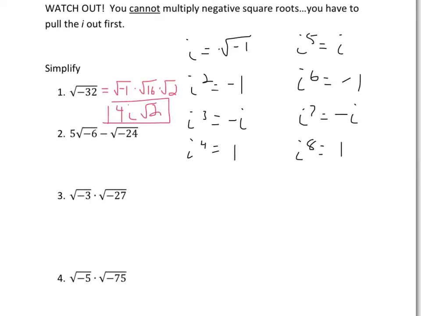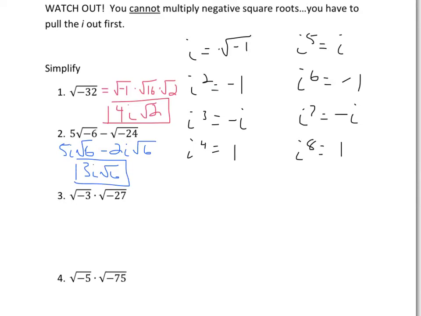Now, same way for adding and subtracting, like number 2 here. We need to first simplify each of our terms. So the one on the left is going to be 5i root 6, and the one on the right is going to be minus 2i root 6. Now we can do our subtraction. We're just subtracting the coefficients, 5i minus 2i. So you kind of treat the i as a variable when you are adding and subtracting. It's kind of like 5x minus 2x. So we've got 3i root 6.